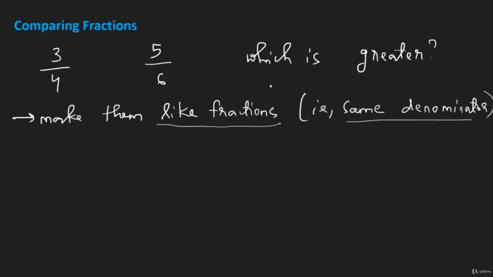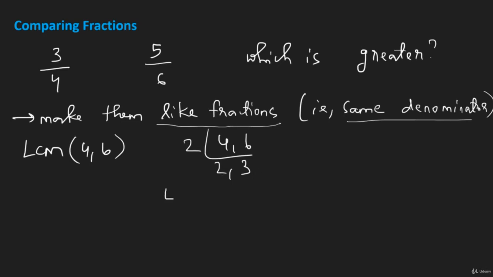Let's find the LCM of 4 and 6. The LCM of 4 and 6 can be found out like this. You write 4 and 6 and take out the common factor. So 2 is a common factor. So I am left with 4 by 2 is 2, 6 by 2 is 3. Now, therefore my LCM is 2 into 2 into 3, which is 12.